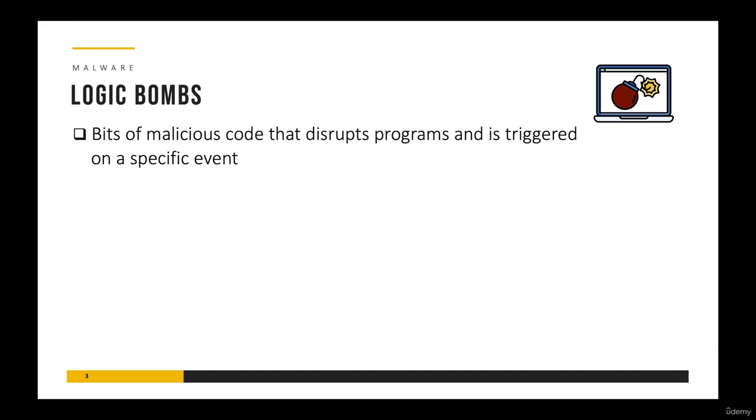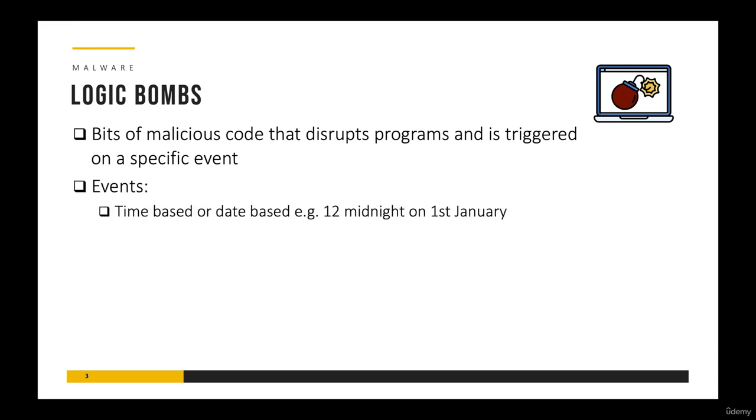So it is malicious software which needs some sort of a trigger to come into action and then carry out the malicious activities. Now that event can be anything. It could be, for instance, time or date based. So say it comes into action at 12 midnight on 1st January 2020, for instance. But it is not really limited to time or date. It could even be triggered on specific events.